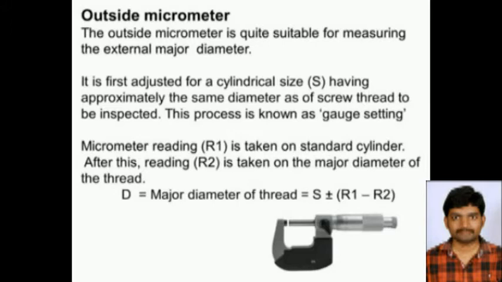By using this relationship, we can calculate the major diameter of the thread. R2 is taken on the major diameter of the thread. In this, the reading is taken with the standard or setting cylinder, so that is R1 we get, and then the standard cylinder is removed, and the required screw thread is placed in between the anvils, and the reading is taken. By using this formula, we can measure the major diameter of the thread. Then the major diameter of the thread is d equal to s plus or minus (d1 minus d2).